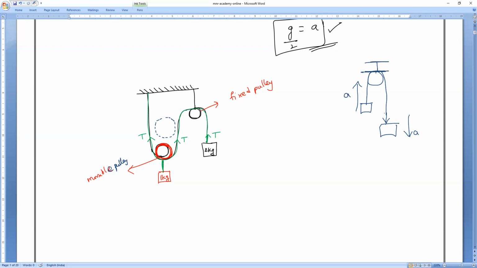But if you notice here, the mobile pulley, suppose the pulley goes up or comes down, just imagine. Is only one string displacing, or are both the strings, this and this, displacing? That is my question. Suppose this pulley came here. This side is moving and this side is also moving. Am I right or wrong, everybody? Please respond, all of you.